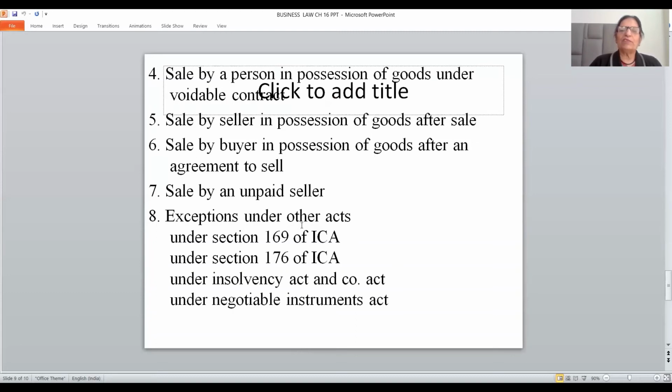Next point is sale by a person in possession of goods under a voidable contract. You all have studied, friends, this voidable contract under the heading kinds of contract. A voidable contract is one of the kinds of contract on the basis of validity. A voidable contract is one which is enforceable at the option of one or more of the parties thereto, but not at the option of the other or others.